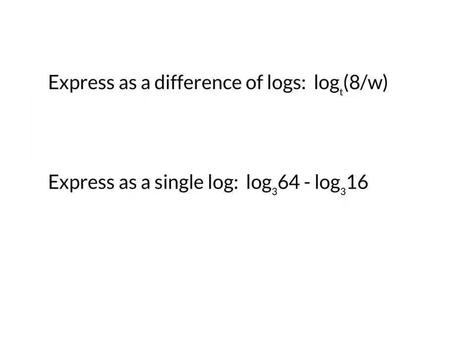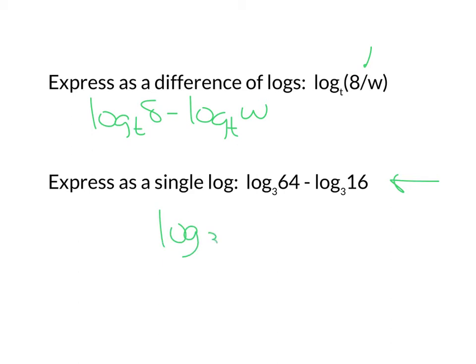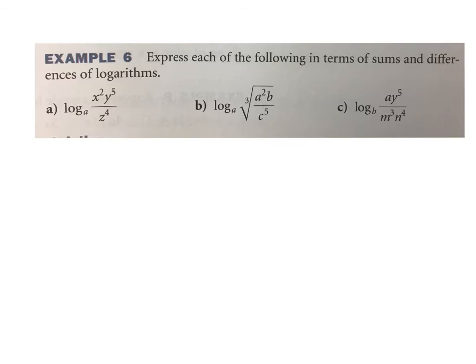This one says express as a difference of logs. Because there's division in here, I can write that as log base 2 of 64 minus log base 2 of 16. You just use subtraction. This is going the exact opposite way. When there's subtraction, you can write it as one log by doing division. So I'm going to put 64 over 16. Everybody knows 64 divided by 16 is 4, so you can simplify it a little bit and get down to 4. Very simple, really.